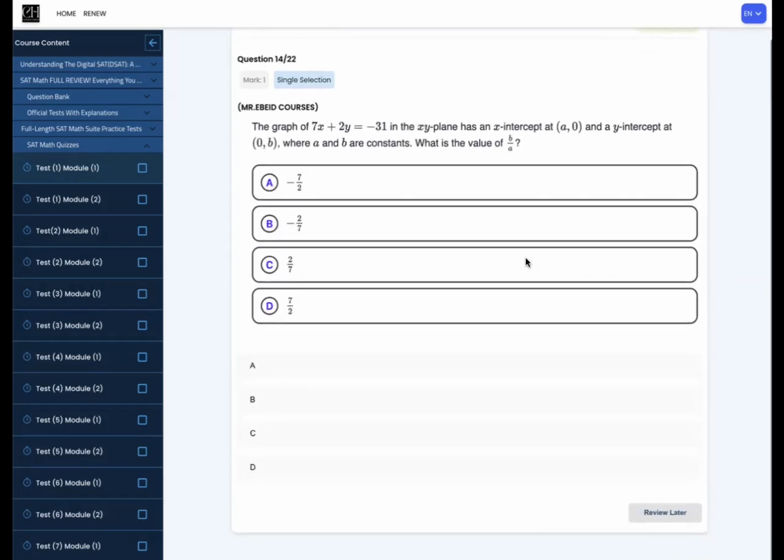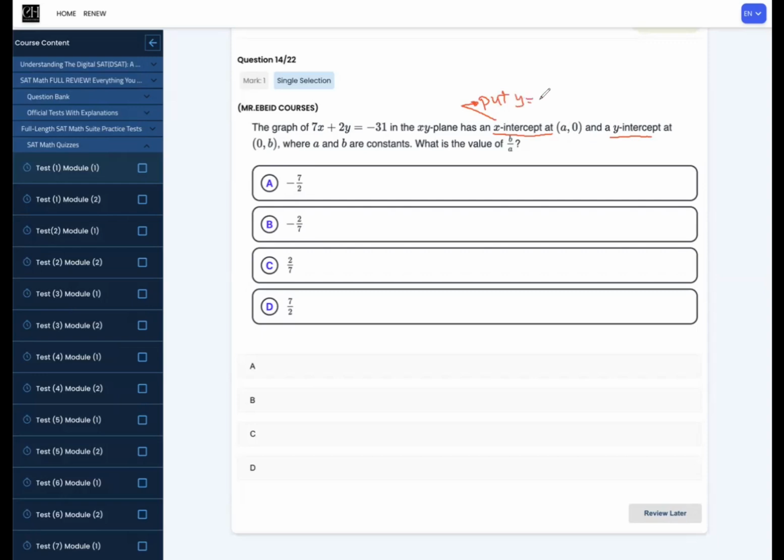Next question. The graph of 7x plus 2y equals negative 31 in the xy-plane has an x-intercept at (a, 0) and y-intercept at (0, b), where a and b are constants. What is the value of b over a? How can we find the value of a and b? If you want to find the x-intercept, put y equals 0. And also, if you want to find the y-intercept, put x equals 0. Then calculate for each one.